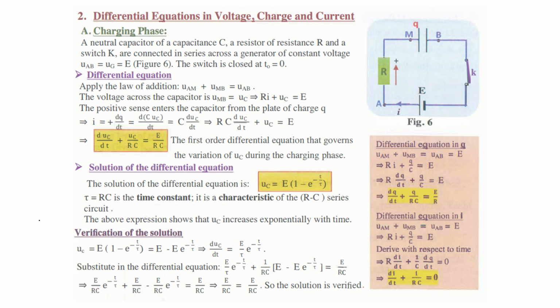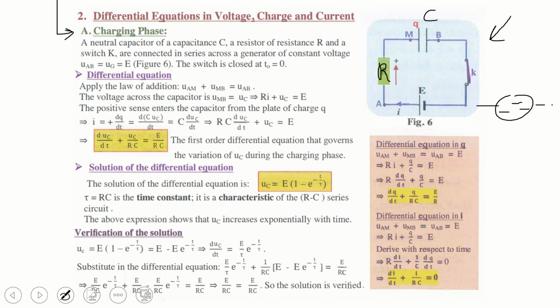Now, during the charging phase, we want to determine the differential equation and verify its solution. Let's consider the circuit of figure 6, consisting of a resistor of resistance R in series with a capacitor of capacitance C across a square generator. During the first half period, the generator is acting as a battery, delivering a constant voltage E.